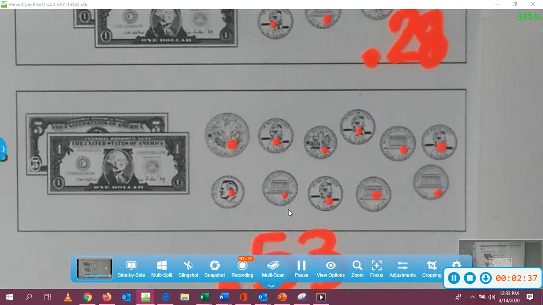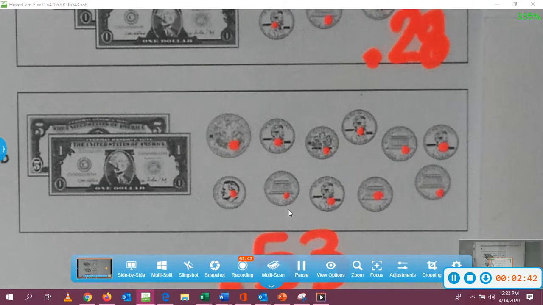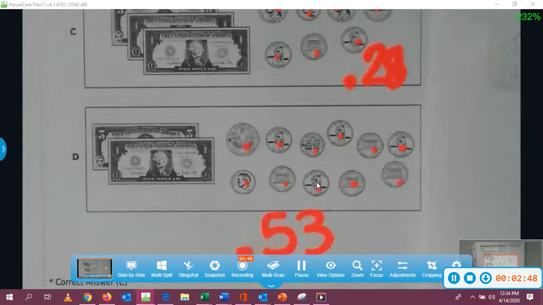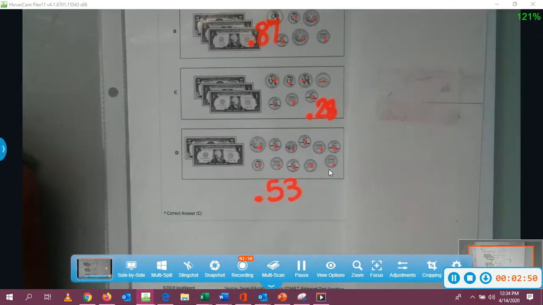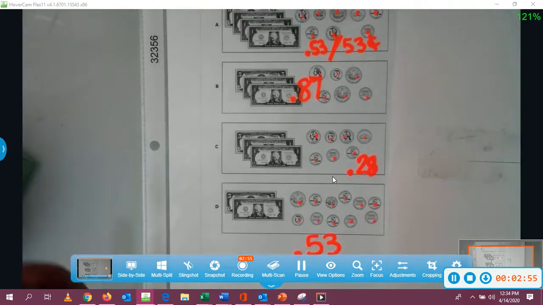So we're looking for the one that has an 8 cents. Not 80, but 8. And the one that has the 8 cents is C.